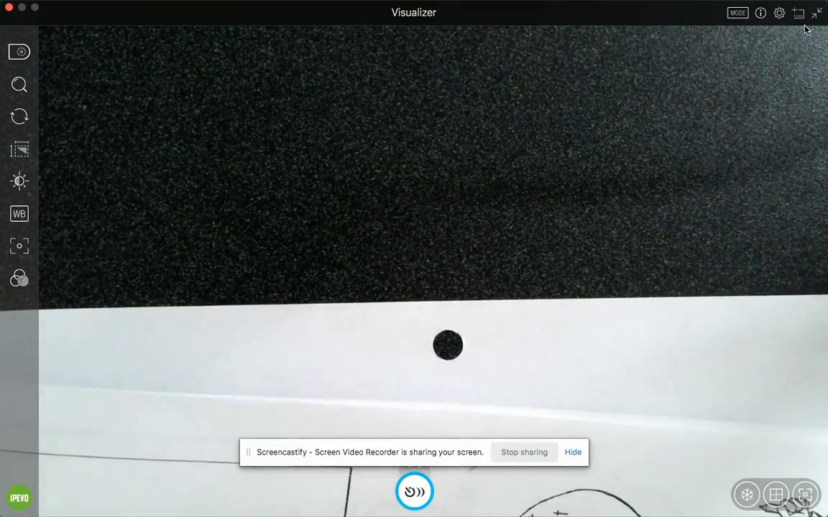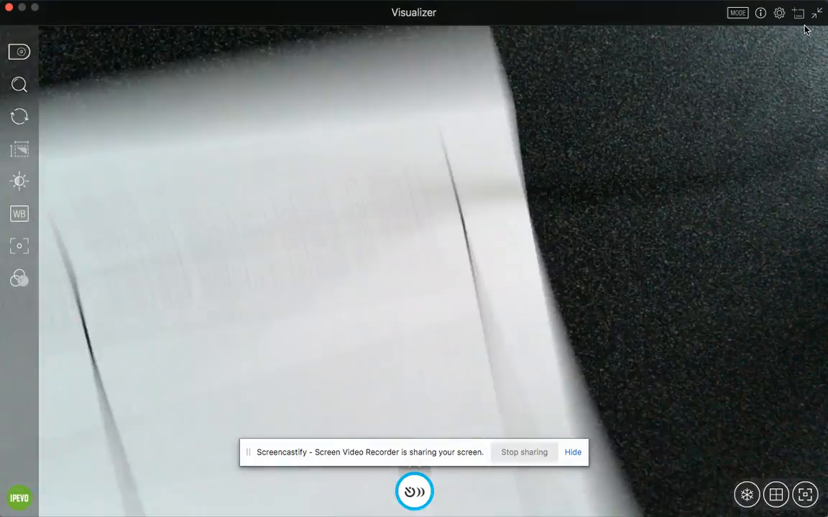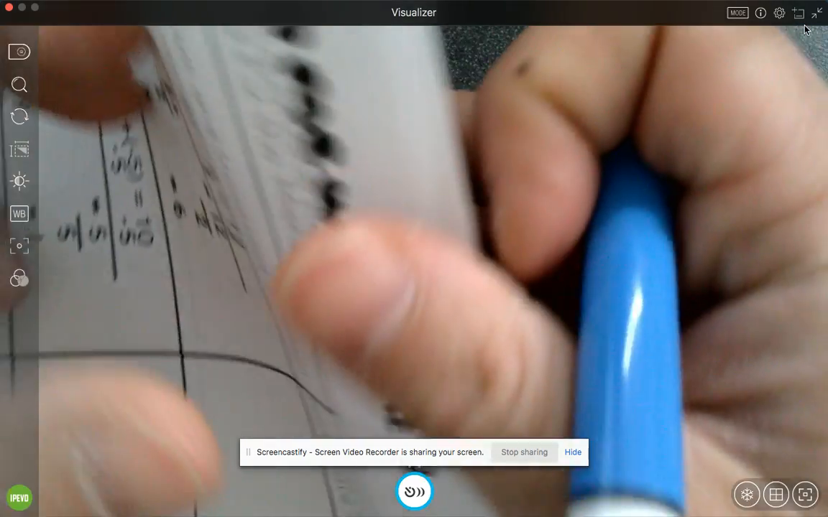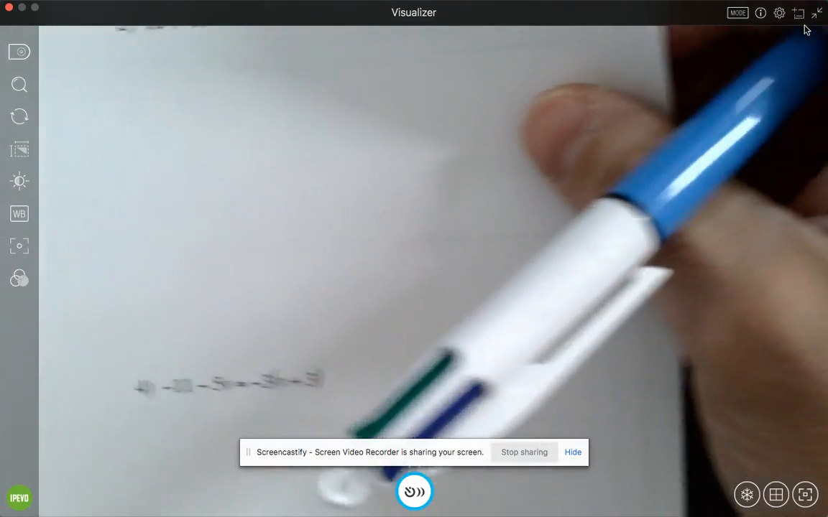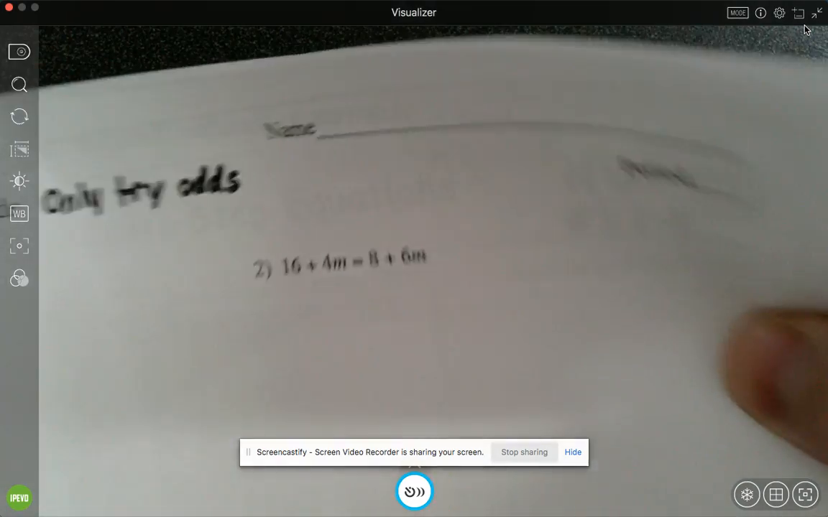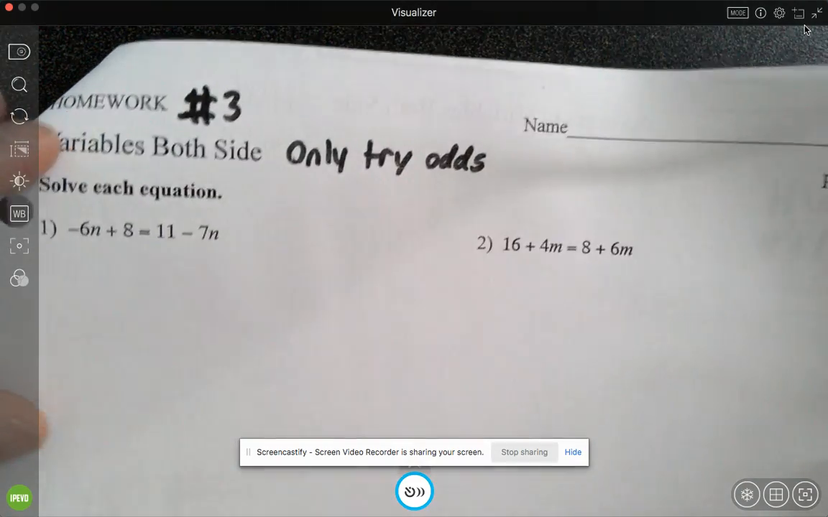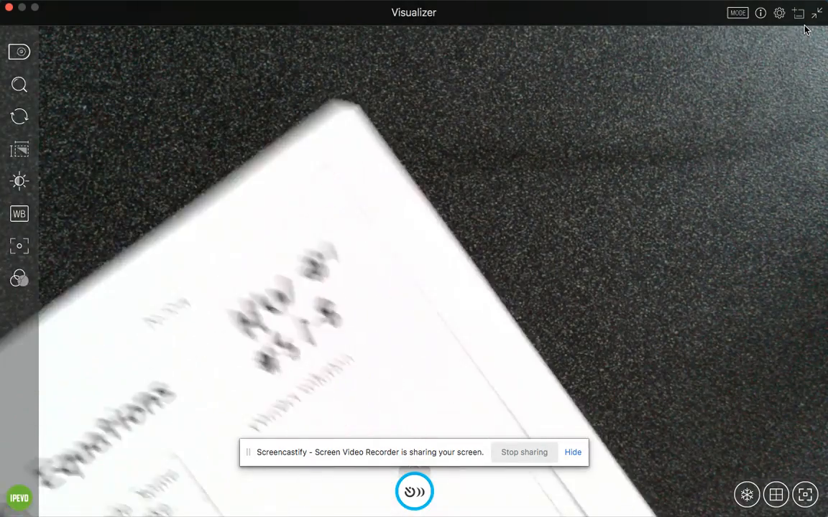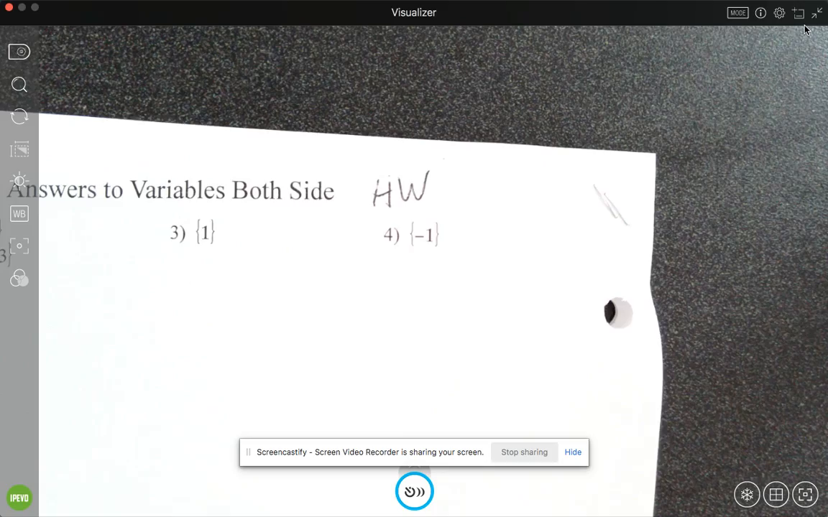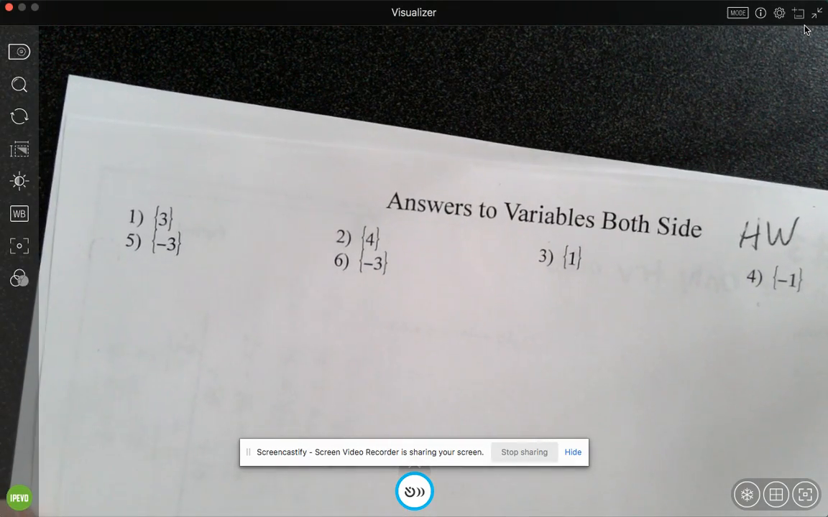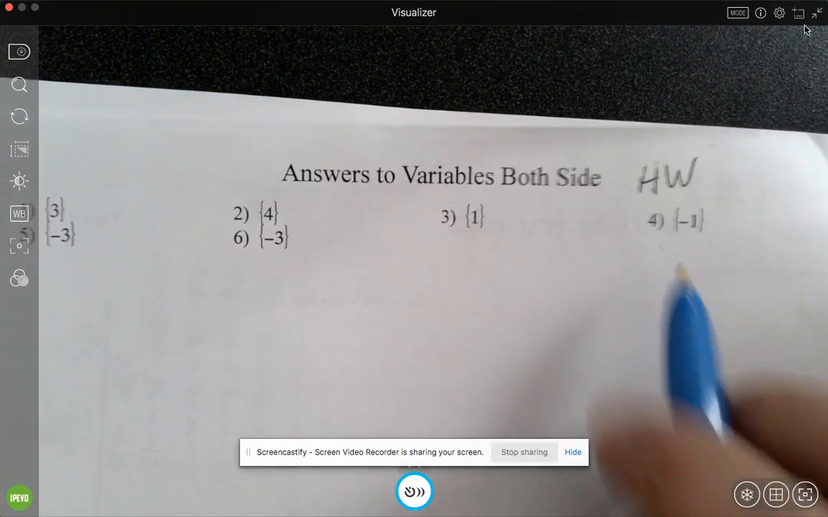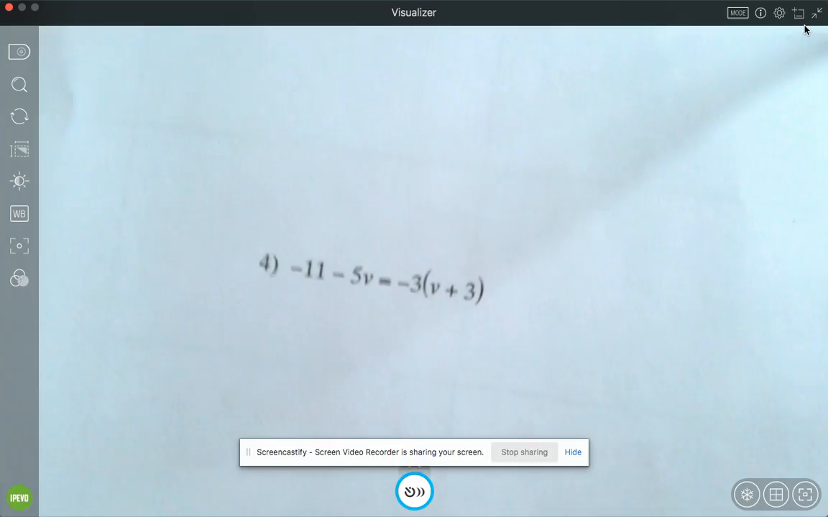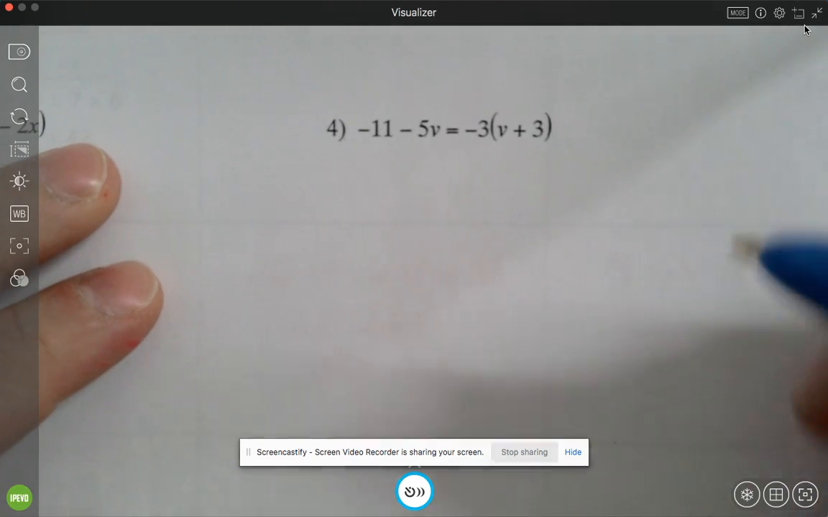So for cohort B, we only did the reference, and I think cohort A, by the time you see this, will have already done some more examples, so you might be a little bit more expert at this. So the last page, I just said try only the odds. So you're doing 1, 3, 5, but the answers are on the back here. So for practice, I'm going to do one of the evens for you. Number 4. I'm supposed to get -1 for number 4. So you can copy this on your paper to get a little bit of help here.